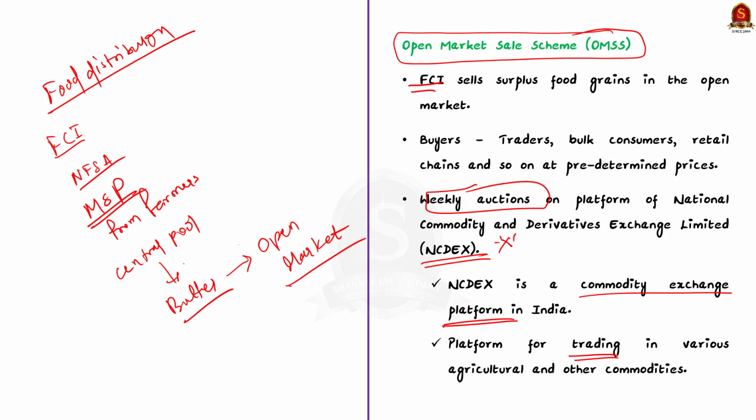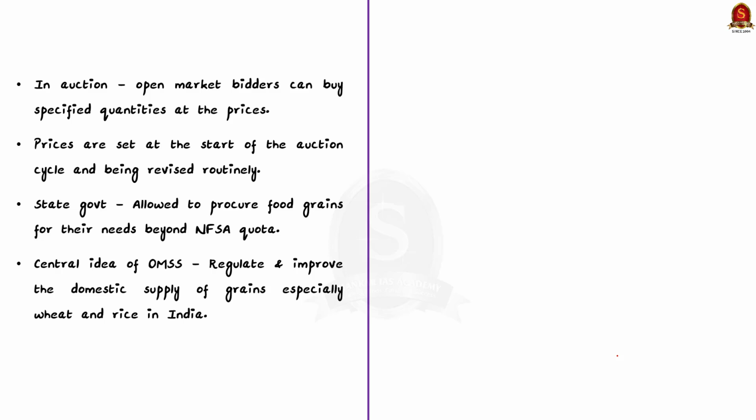In this auction, the open market bidders can buy specified quantities at the set prices. See, these prices are set at the start of the auction cycle and are revised routinely. Moreover, the states are also allowed to procure food grains through OMSS for their needs beyond what they get from the central pool under the National Food Security Act.